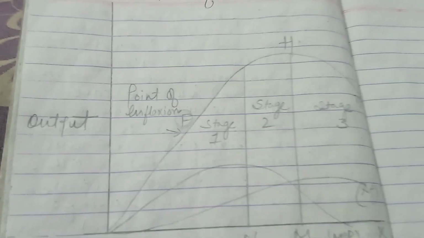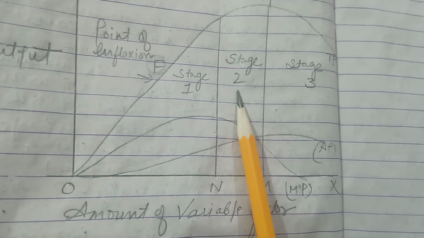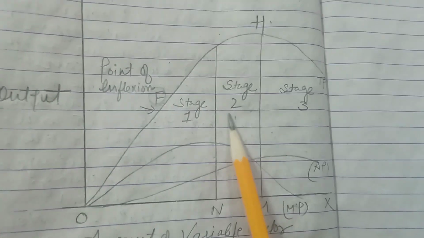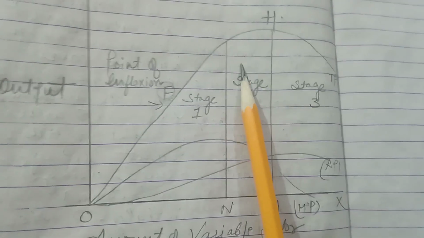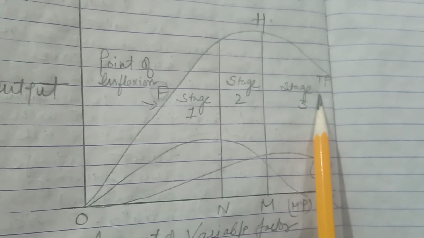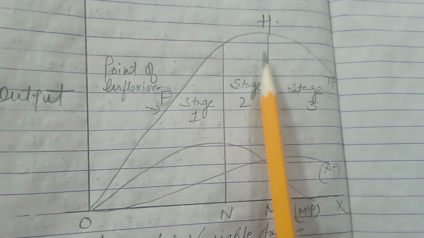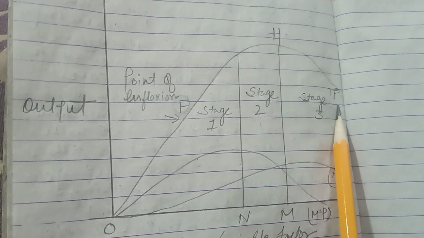Okay. So this is the first stage which is showing the law of increasing returns. Move to stage 2. This stage 2 is called the law of diminishing return. Here students, in this stage, the TP continues to increase at a diminishing rate until it reaches its maximum point H. As you can see, this is the maximum point H, and here it is showing the decrease.